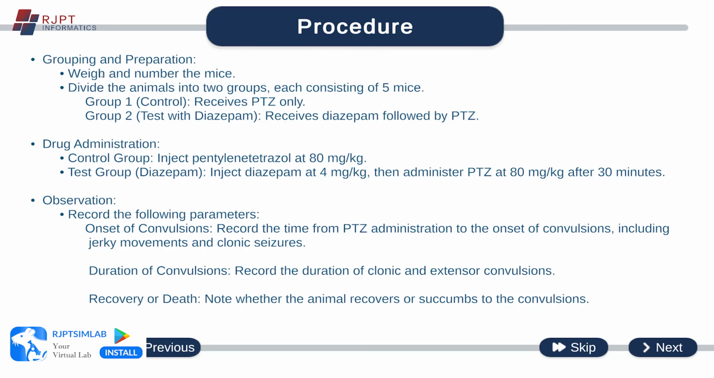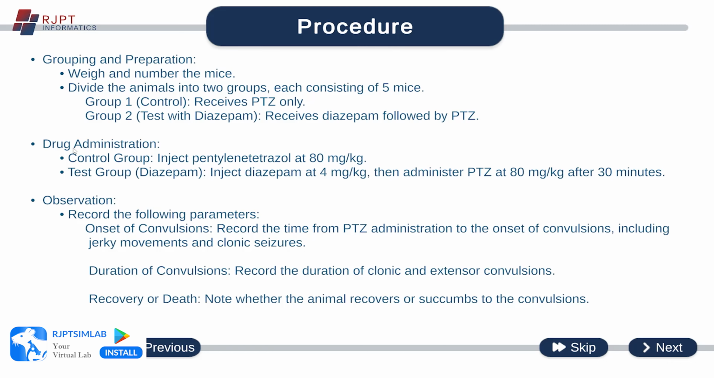The procedure says that the first step is grouping and preparation, in which we weigh and number the mice, and then divide the animals into two groups, each consisting of five mice. Group one is the control group, which receives the PTZ drug only. The second group, the test with diazepam, receives diazepam followed by PTZ, which means at first we give the diazepam drug and after that we inject the PTZ drug.